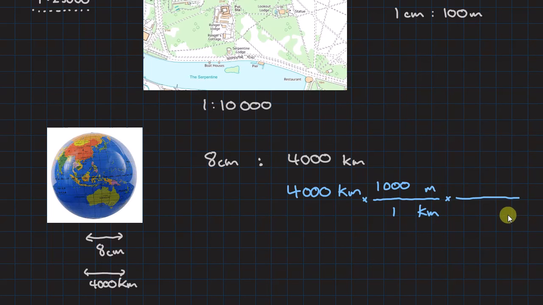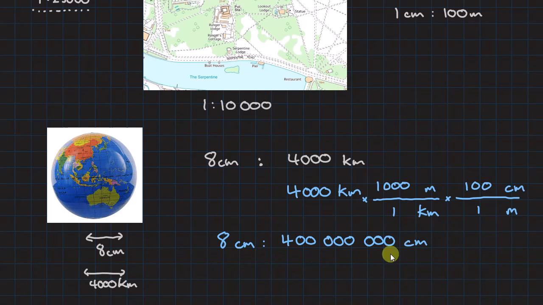We're now in metres. I want to get from metres into centimetres, then I've got the same units both sides. So 1 metre is 100 centimetres. So let's scroll through and get the next step. So 8 centimetres on the right hand side is 4,000 times 1,000 times 100. That's 400 million centimetres. Now I've got centimetres both sides. I don't need to worry about them.